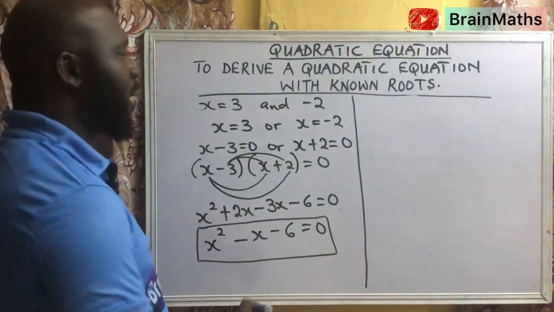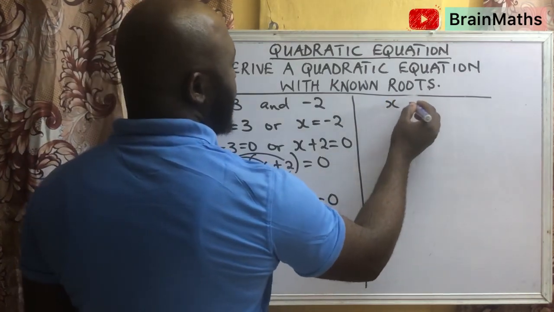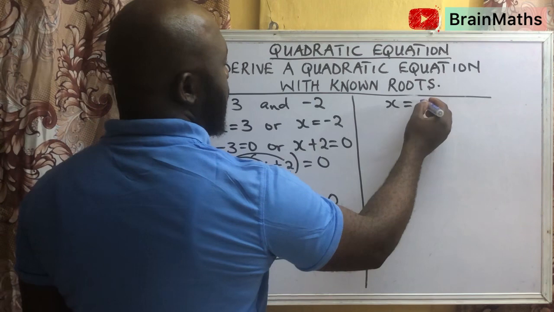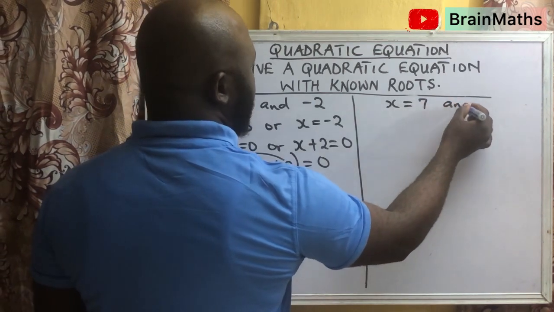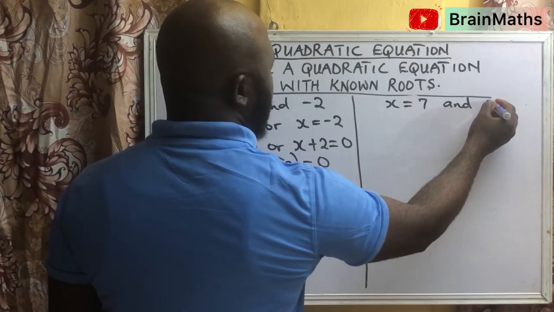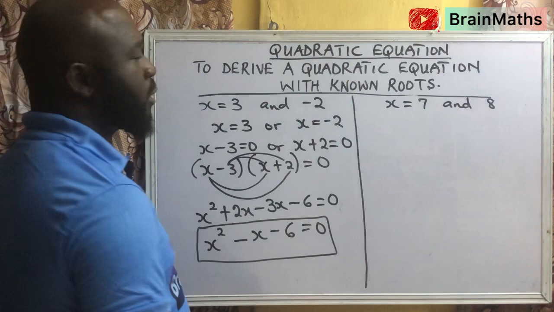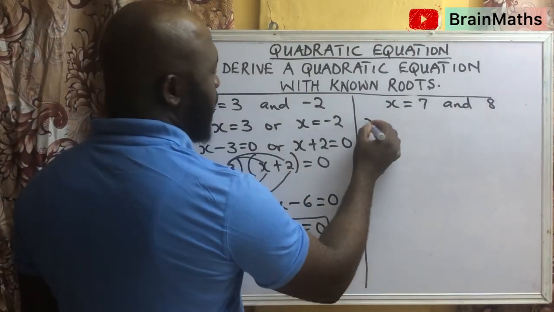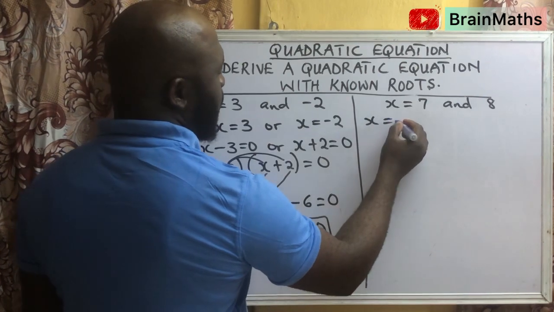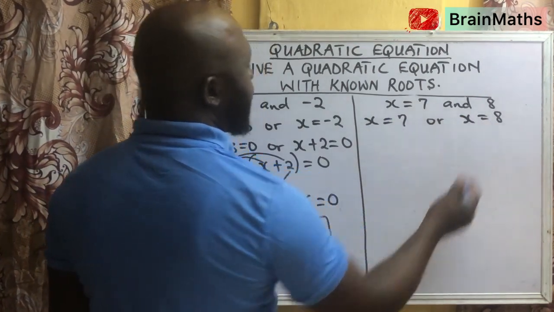So let's try to look at another one. If we are given that x equals 7 and 8, let's try to find the quadratic equation with these roots. So as usual, say x equals 7 or x equals 8.